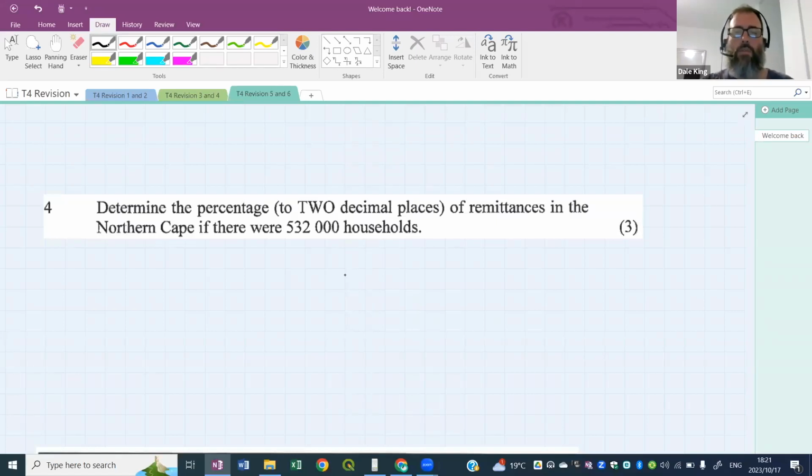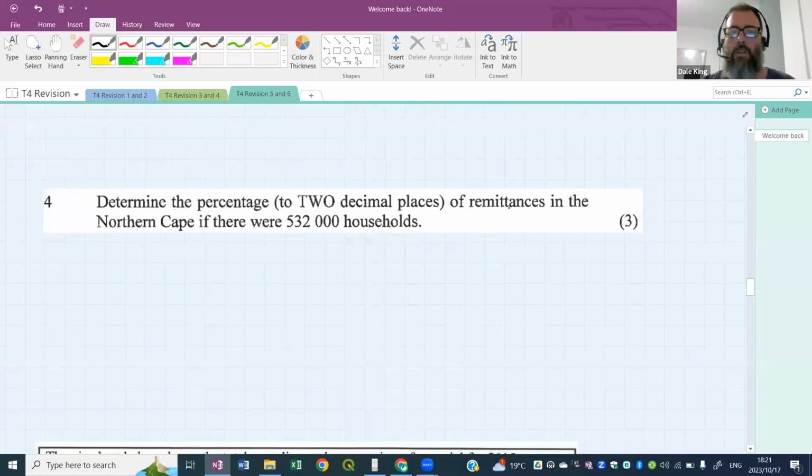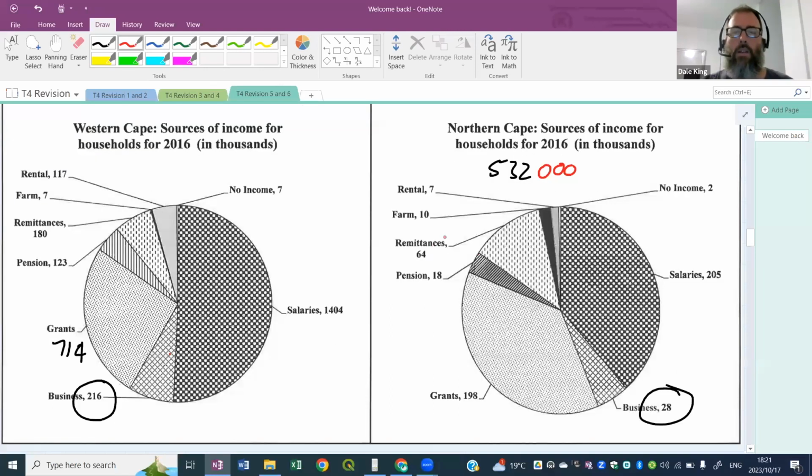So if we go up to this value, 532, I'll write it up here. Remember there are thousands there, I'll put it in red. They're imaginary zeros, okay? And we can see that remittances is over here on the left. They're saying determine remittances as a percentage if 532,000 is the total.